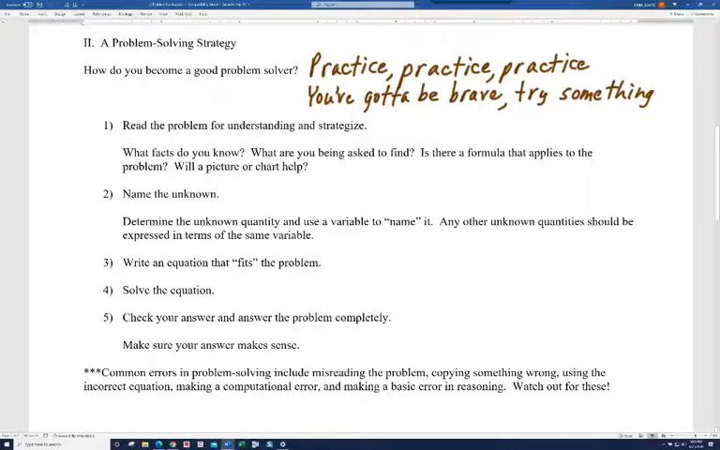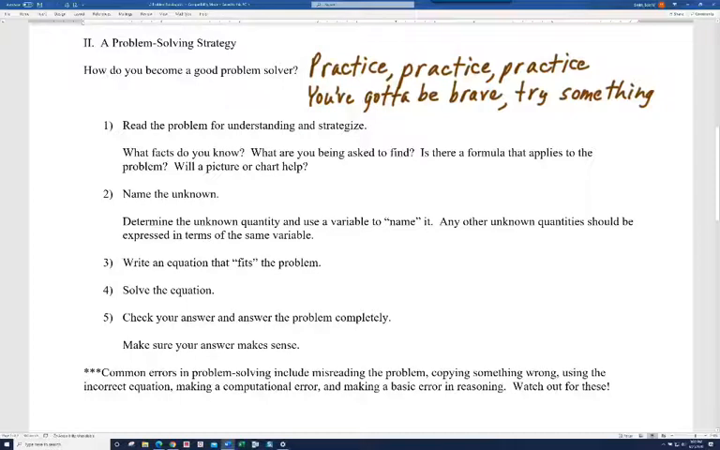I don't know about you, but when you put yourself out there and you work at it and you get the answer right and you're like, yes, I did it, that's encouraging, and you can build on that. So anyway, enough preaching about problem solving. Let me just run through this real quick. Number 1, it says read the problem for understanding and strategize.